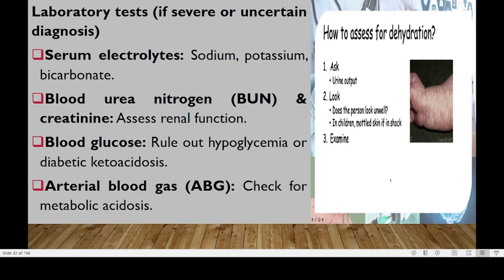For the lab tests, we could also have sodium, potassium, and bicarbonate levels affected. Also need to assess for renal function. You rule out hypoglycemia or diabetic ketoacidosis and check for metabolic acidosis.